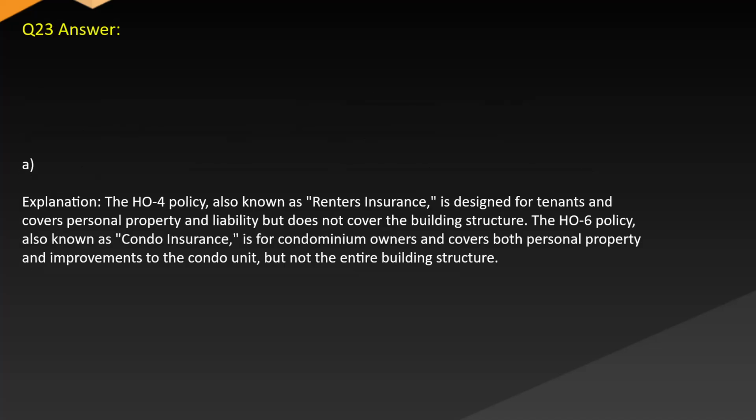Answer: A. Explanation: The HO4 policy, also known as renters insurance, is designed for tenants and covers personal property and liability but does not cover the building structure. The HO6 policy, also known as condo insurance, is for condominium owners and covers both personal property and improvements to the condo unit but not the entire building structure.